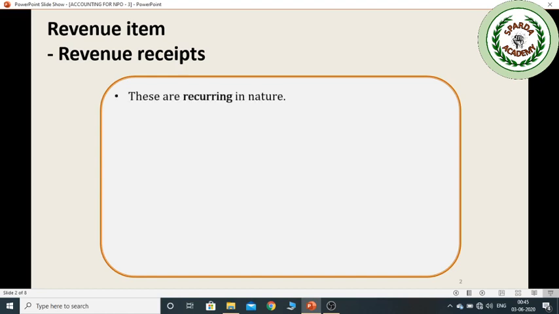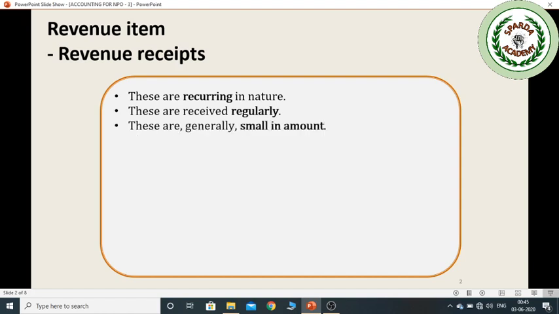These are recurring in nature, which will happen again and again. Those types of receipts will be called revenue receipts. These are generally small in amount. Take for example, subscription. It will be in a small amount. Interest accrued or interest received, like that, it will be in a small amount.